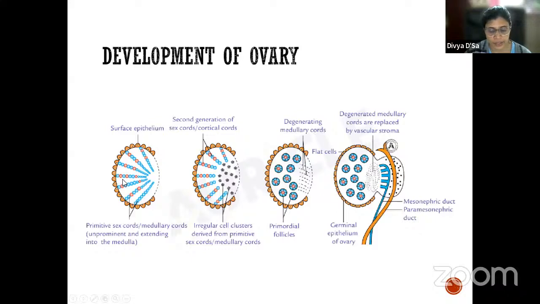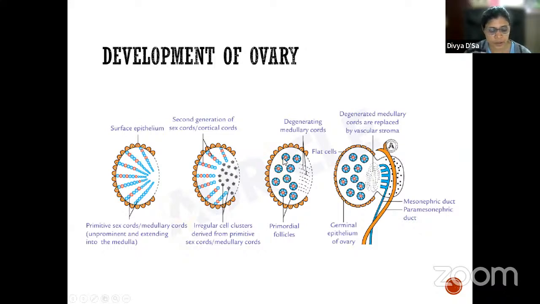And in the 7th week, it forms a second generation of sex cords. So the first generation formed all these things, and again the second generation forms. The second generation of sex cords contains the primordial germ cells. These will not extend into the medulla. So now we call them the cortical cords. Earlier we were calling them medullary cords; now we call them the cortical cords.